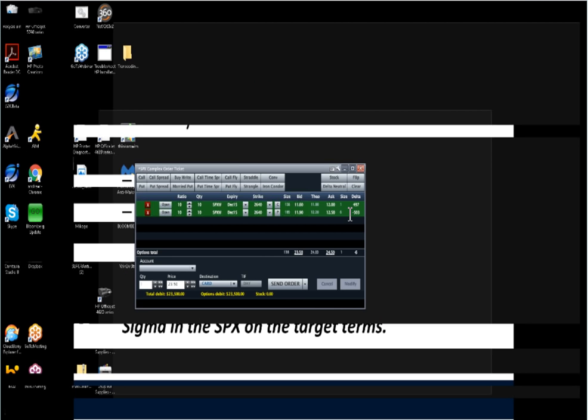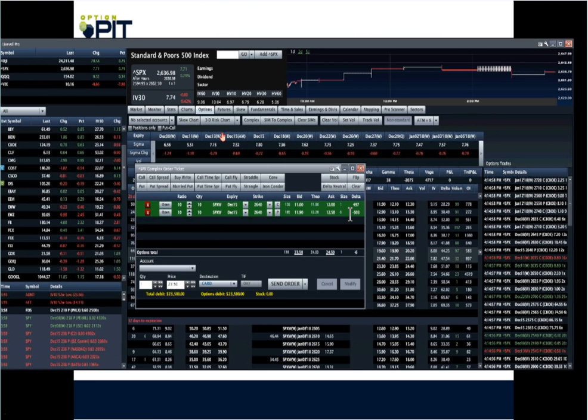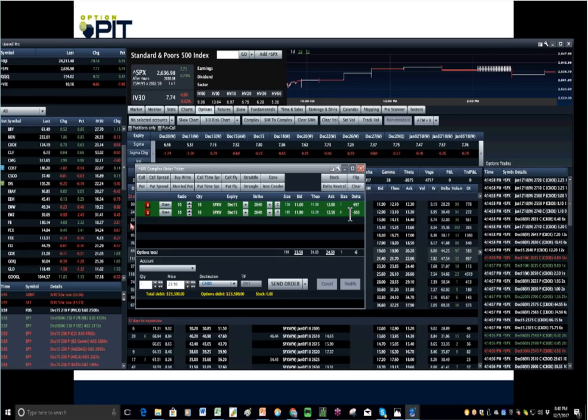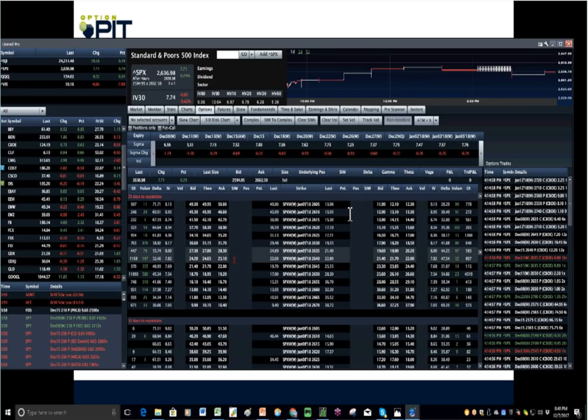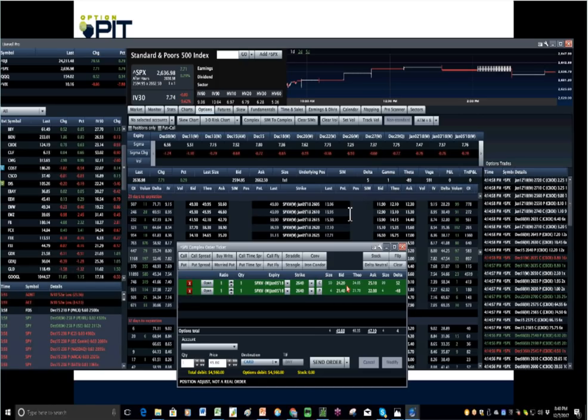Let's see here. There we go. And let's get this, and clear all my sims. And here's a straddle. So what is a straddle? A straddle is just long a call and long a put, same month, same strike. Okay? Generally, call and put, the volatility rides together. So the implied volatility of the call and the put are going to ride together. The profile looks like this.